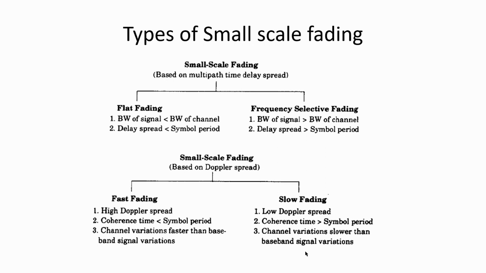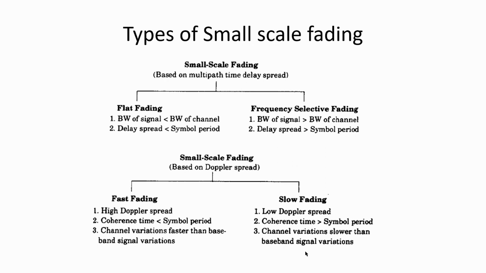The second classification is based on the Doppler effect. When the transmitter or receiver, or both, are moving, there will be a change of frequency with respect to the distance. That frequency is called the Doppler frequency, and this effect is called the Doppler effect.